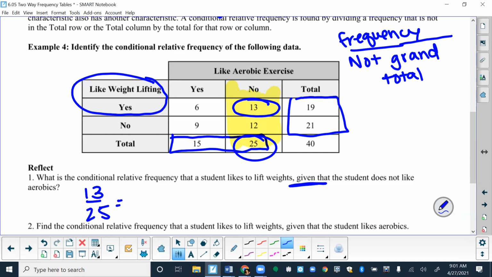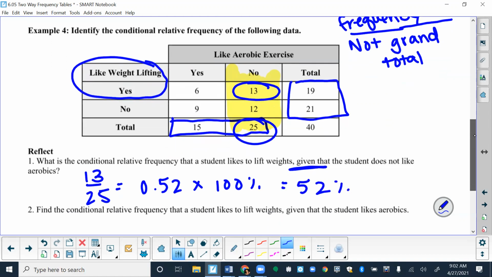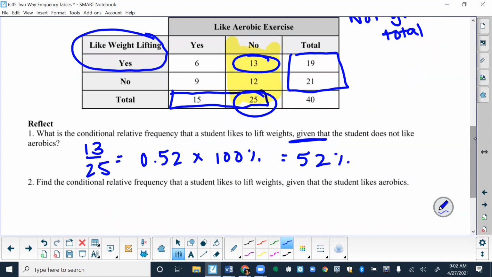So 13 out of 25, what is that decimal? And then times 100%. We get 52%. That's our conditional relative frequency. So it's not by the grand total, it's by a different total. All right, try the second reflect question. So try filling that one out on your own and we'll see if you get it right.